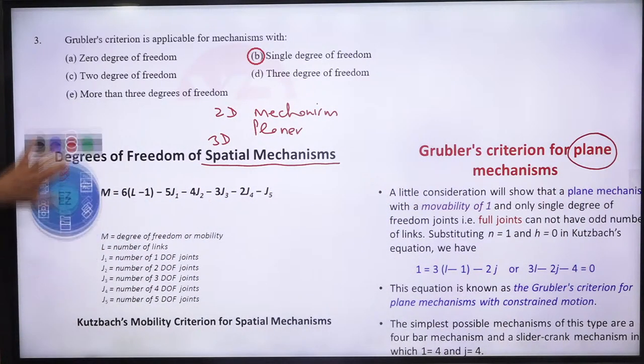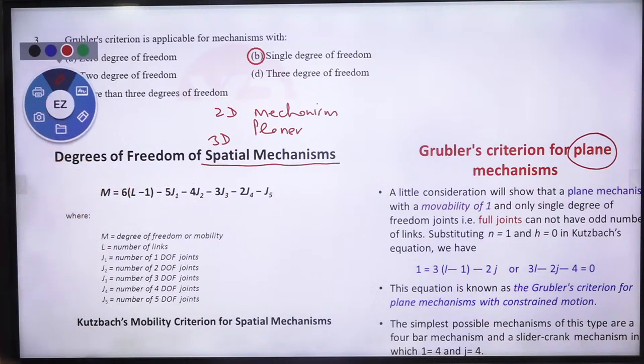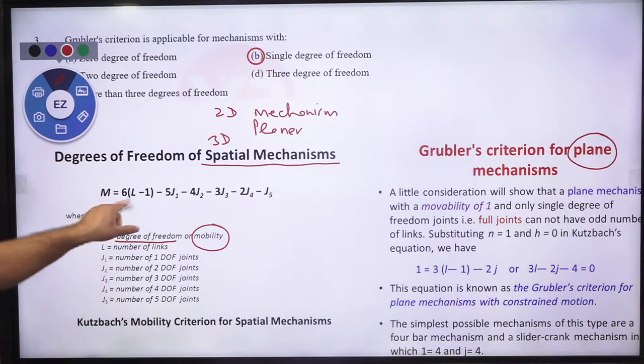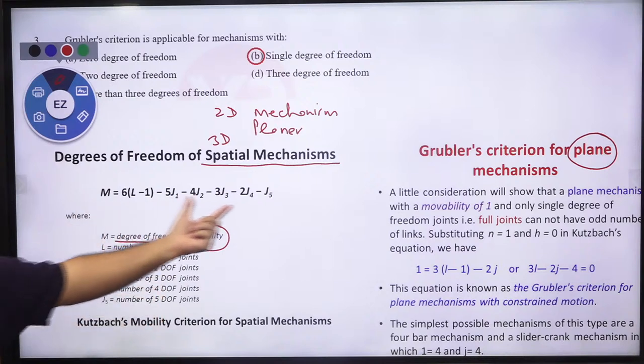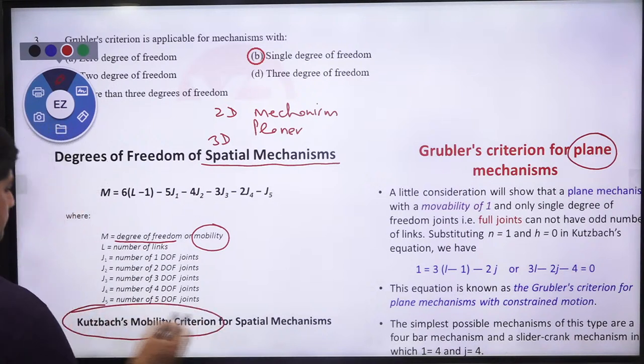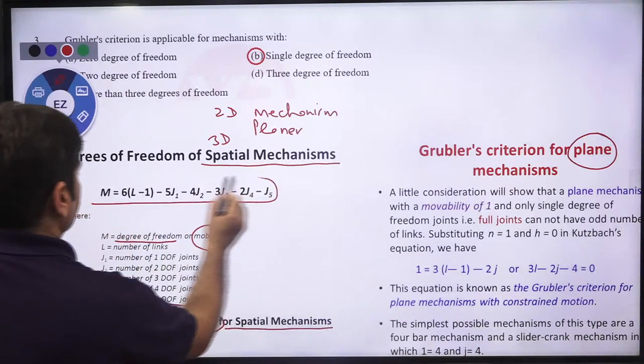So what is the degree of freedom formula for us? Degree of freedom in a spatial mechanism is this. Degree of freedom, we can call it mobility also. L is the number of links. J1 is the number of 1 degree of freedom joints. J2 is 2 degrees of freedom joints. J3 is 3 degrees of freedom joints. J4 is 4 degrees of freedom joints. J5 is 5 degrees of freedom joints. So we have these different degrees of freedom joints, and this is the general formula of degree of freedom of a three dimensional mechanism. This is called Kutzbach mobility criteria for three dimensional mechanism.